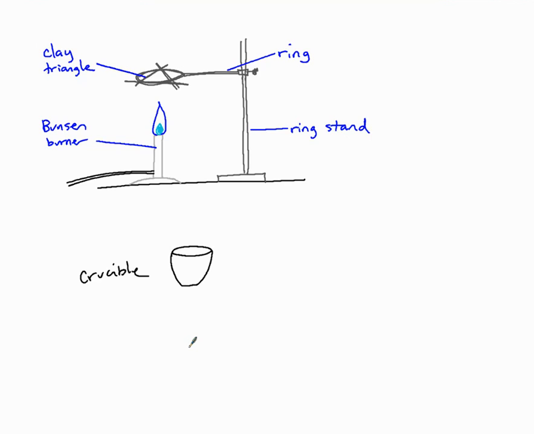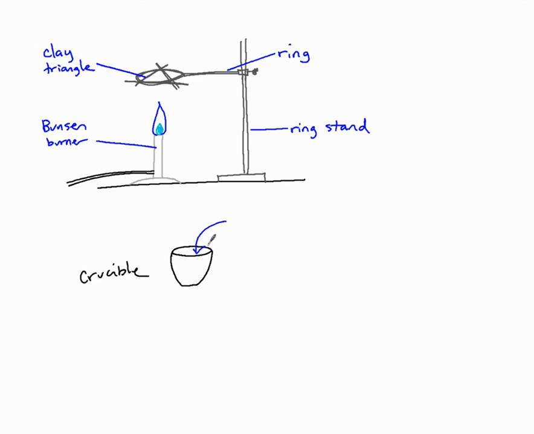You've got to be careful though, because they're extremely thin, and if you set them down on the counter too hard, they're liable to just shatter. And it happens every year. At least 2 or 3 of them go down. We're in the process of getting stainless steel ones as a replacement for all of our old porcelain ones. But so what we do is we put some of our hydrate inside the crucible.